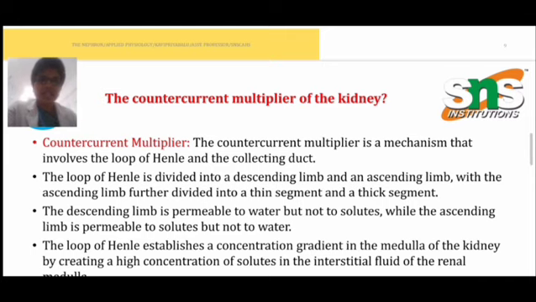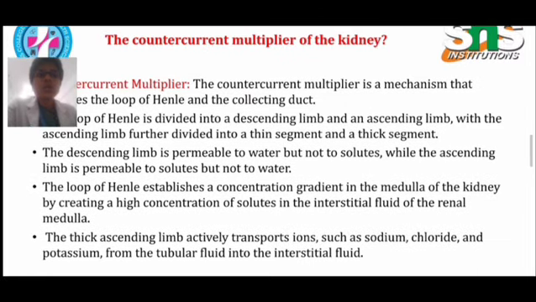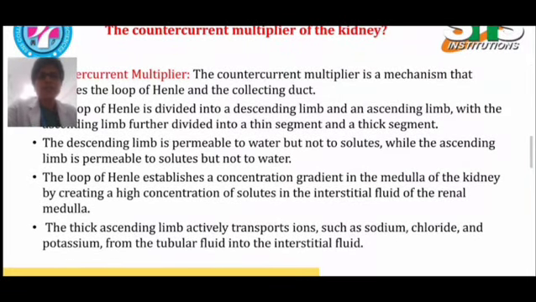The loop of Henle is divided into the descending limb and ascending limb. The descending and ascending limbs are further divided into thin and thick segments. The descending limb is permeable to water but not solute, while the ascending limb is permeable to solute, but not water. So the loop of Henle establishes a concentration gradient in the medulla of the kidney, creating a high concentration of solute in the interstitial fluid of the renal medulla.